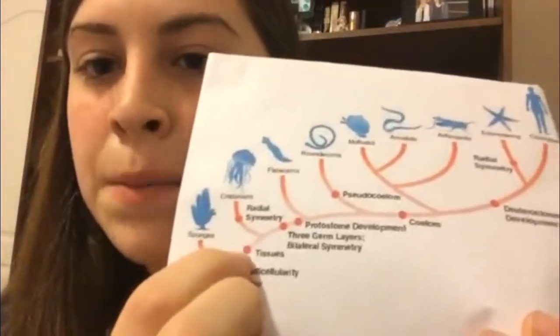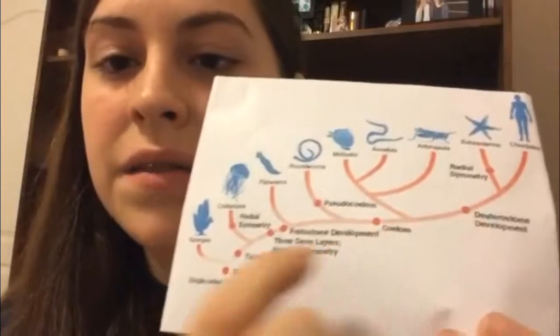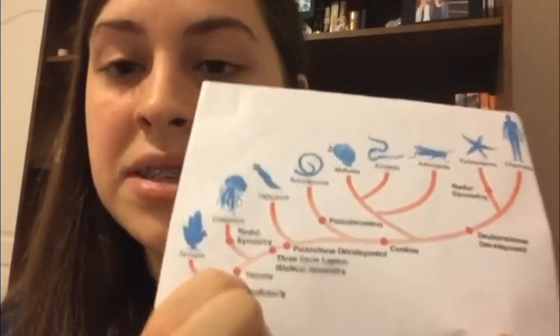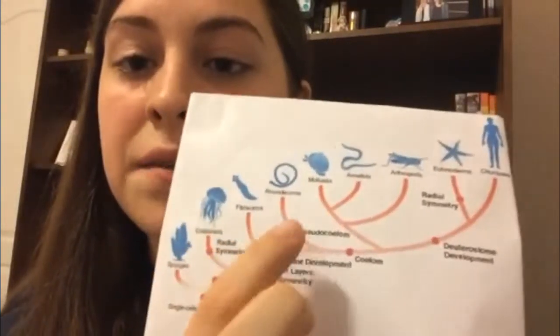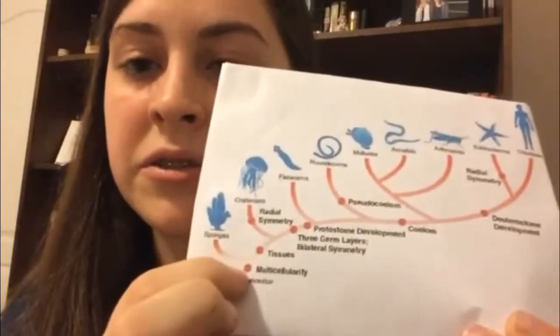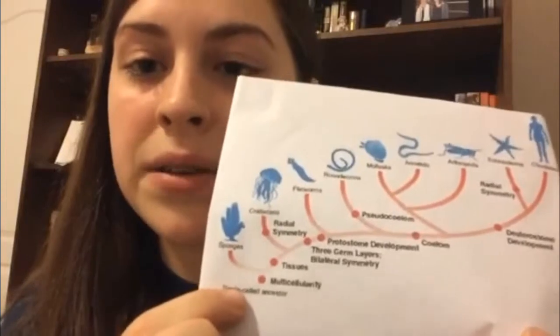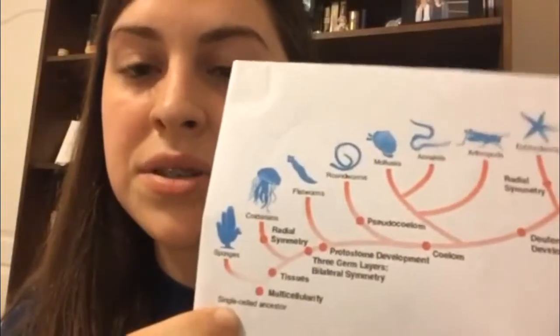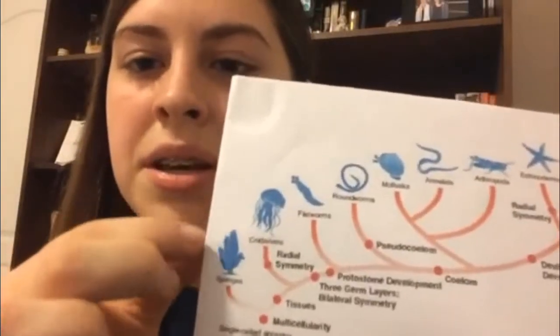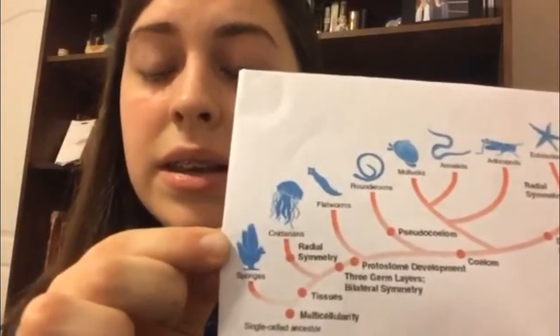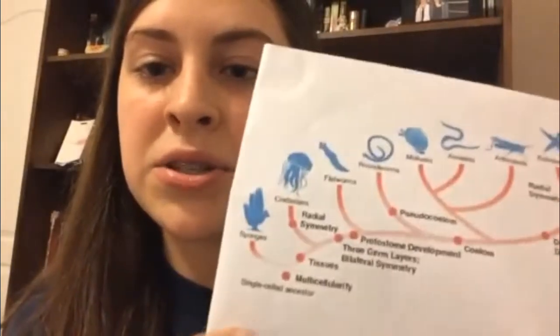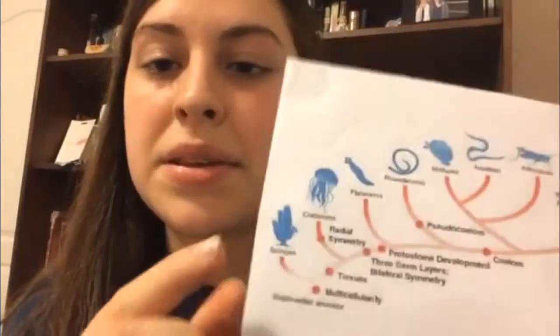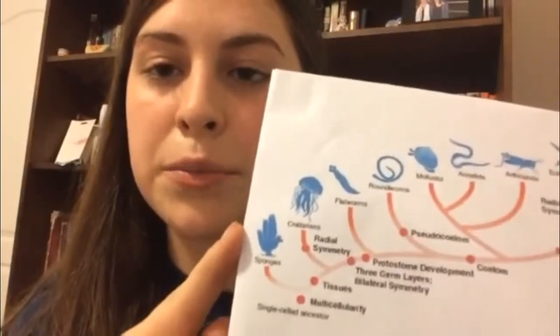So, for example, tissues. Every organism past the point that says tissues means that all of these have that characteristic. However, anything below this characteristic means that they do not have it. So the sponge and the common ancestor do not have tissues. Also, this organism here is the closest to the common ancestor right here. So that means this organism is called the outgroup.